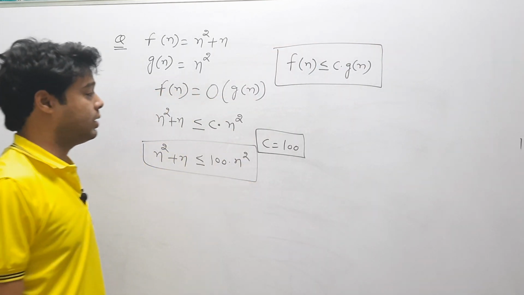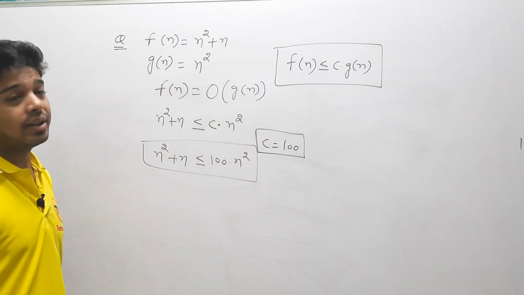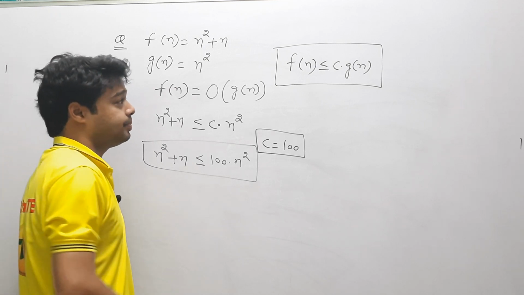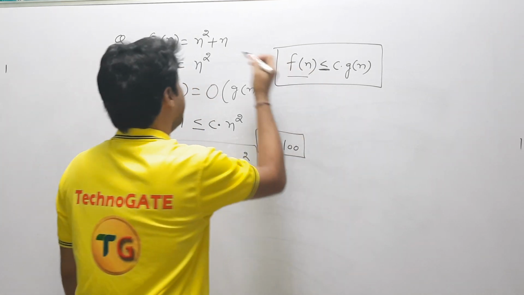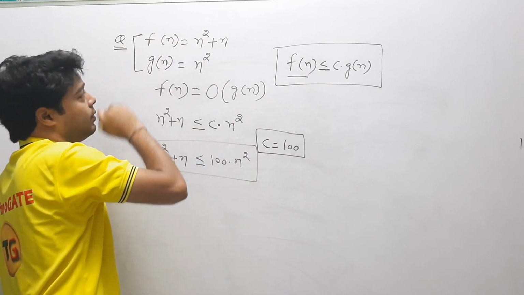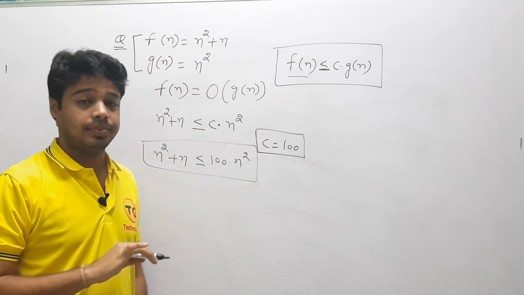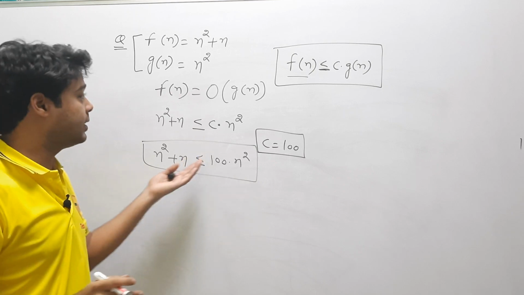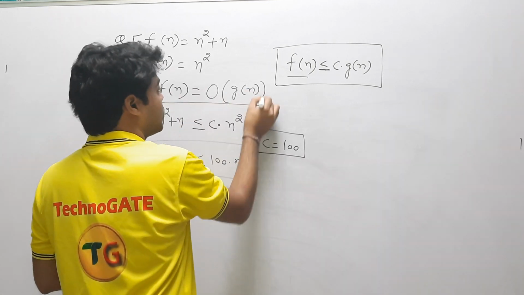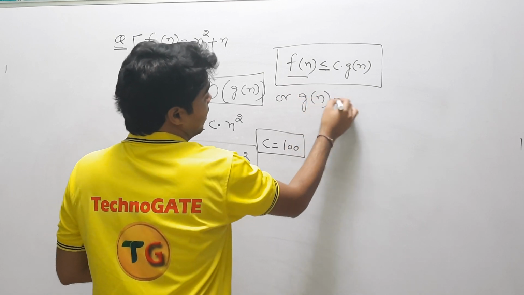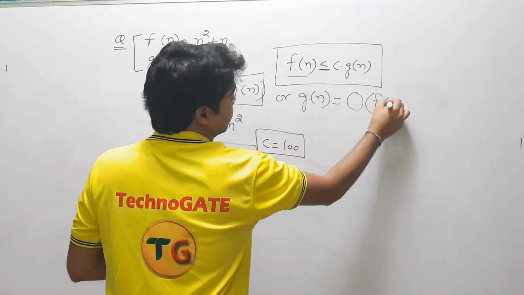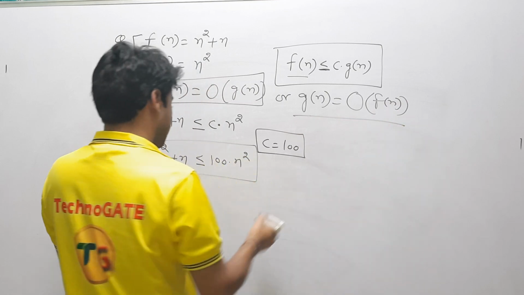Fn is less than or equal to C dot Gn, so we can write this. And the second point is, what is the shortcut here? In both of the functions, if the bigger term or larger term is the same, then we can write this one, and we can also write Gn is big O of Fn. Why? Because through C we can balance it.